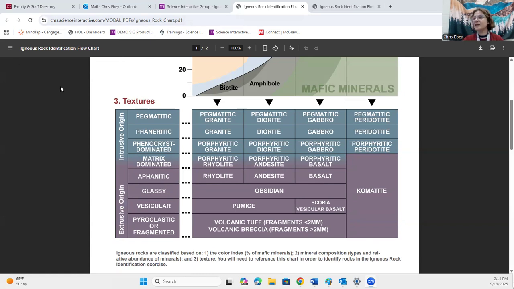This lab is clearly a lot better organized, and the charts that you need to use for identification are a lot better organized than they were for the minerals. So I think it'll be going a lot more easily.